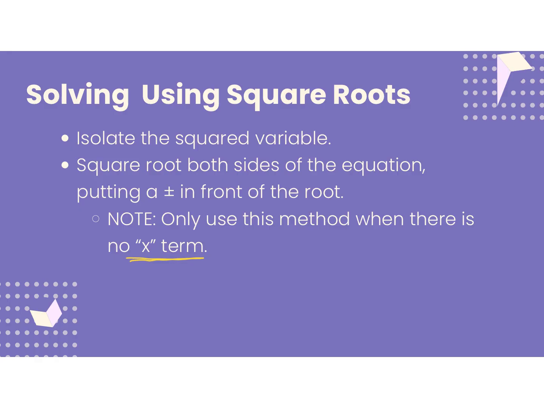But the goal here is, when you don't see an x term and you only see something squared, to isolate whatever is squared and then square root both sides of the equation, putting a plus or minus in front of the root.